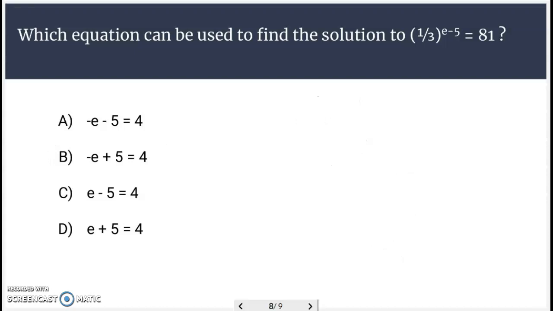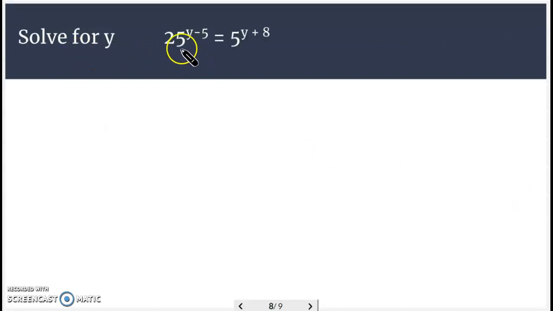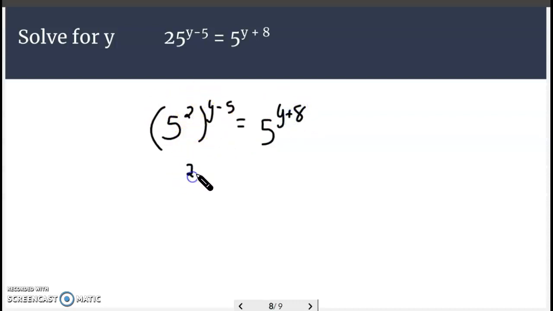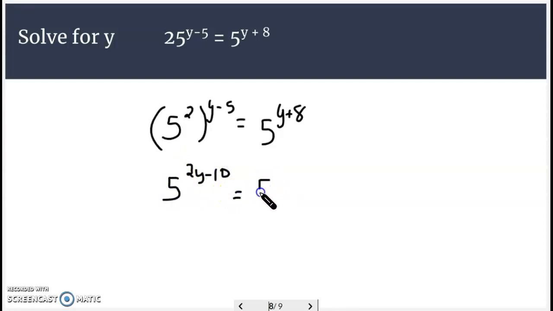All right, looking at another one that kind of has the same theme. All right, we're solving for y. 25 to the y minus 5th power equals 5 to the power of y plus 8. We need the 5 and the 25 to be the same base. 25 can be rewritten as 5 squared, and then we have the same bases. Power of a power, going to do 2 times y, 2y minus 10. Then we're down to, we can just ignore the bases and solve the equation.